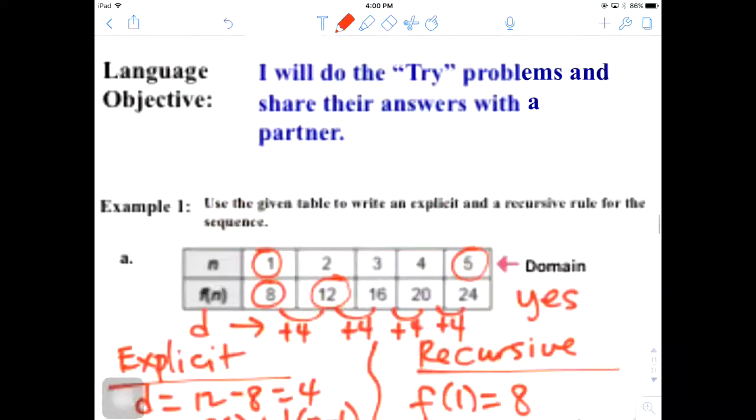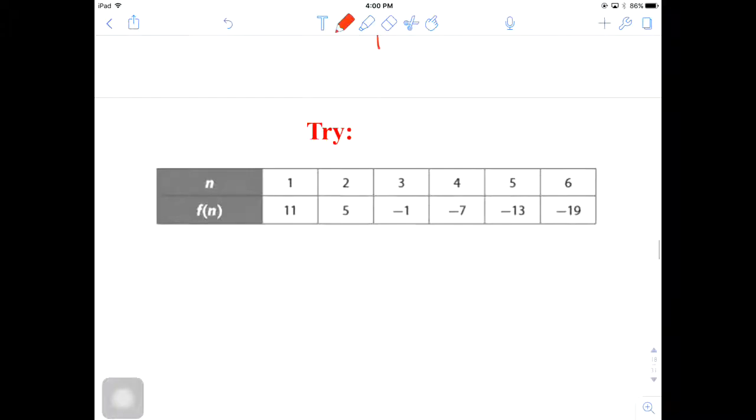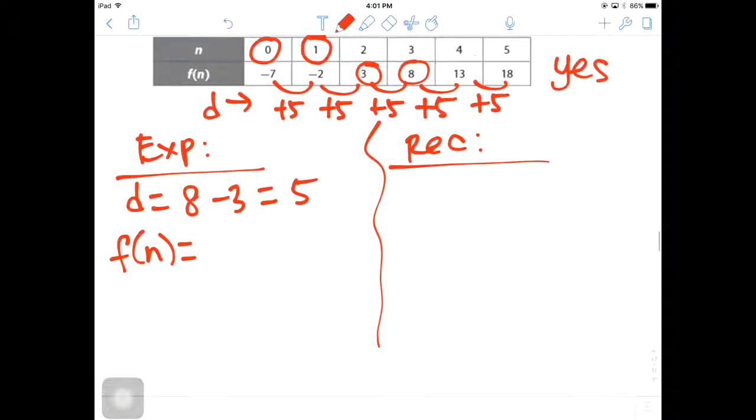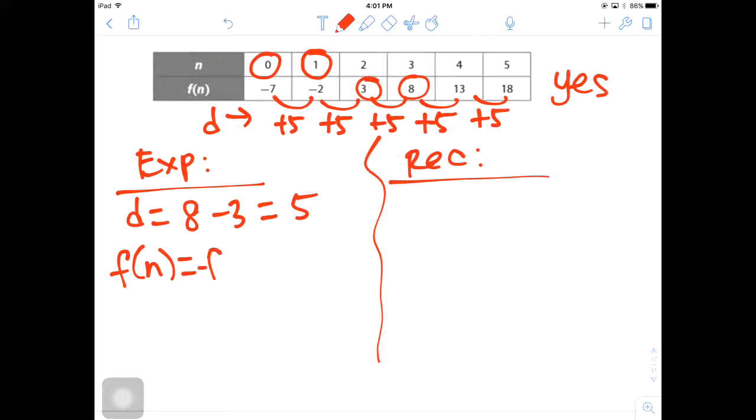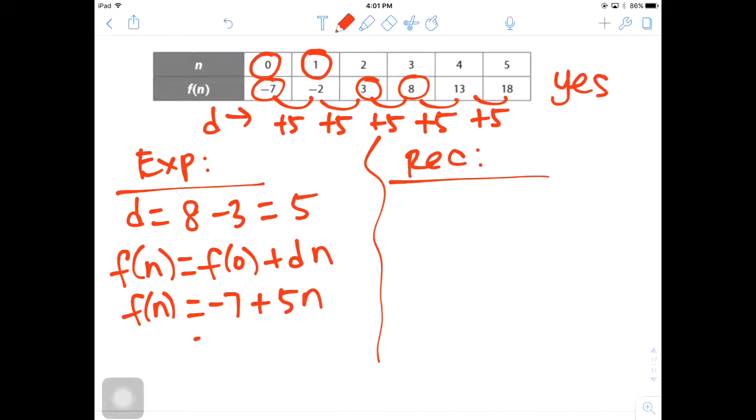We're going to scroll back to our problem, and here we are. We're going to start with f of 0 plus d times n. If we start with this one, that will be -7 plus the common difference, 5n. And so f of n is equal to... we're going to just leave it -7 plus 5n.